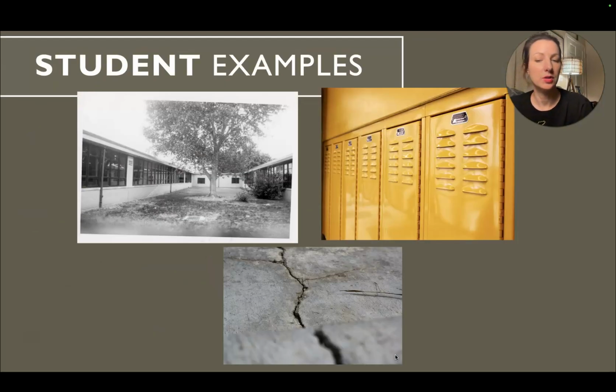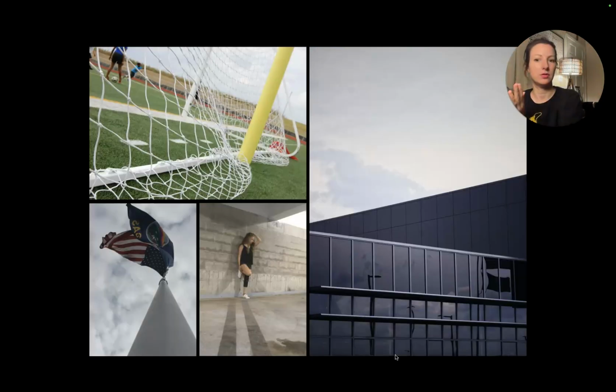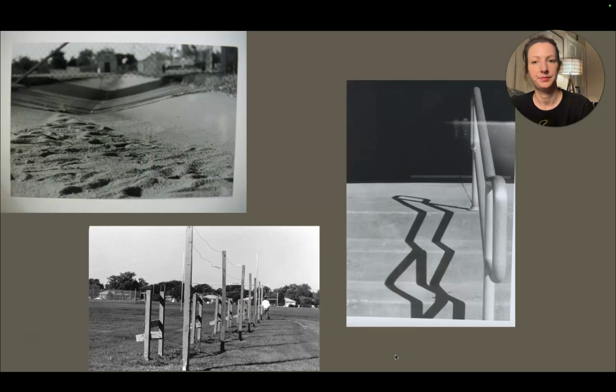And here are just some student examples to get you thinking about what you can do. Some of these are in film, some of these are digital, but all the same assignment. So using that line of the track, using the bleachers to point, having an angle on the building, having an angle on the goalpost. So all of these are using line in a very visually interesting way. So I can't wait to see what you guys come up with. Good job.